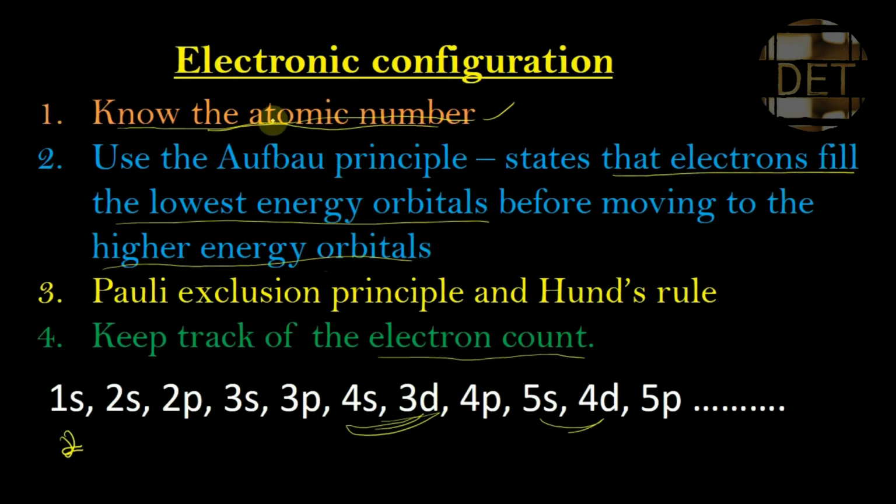In configuring an element or an atom, you must know the atomic number. Use Aufbau principle that states that electrons will fill the lowest energy level orbital before moving to a higher energy level orbital. Then you must also keep track of the electron count as you are carrying out the configuration.